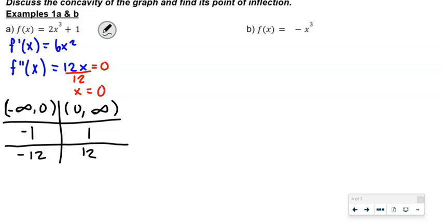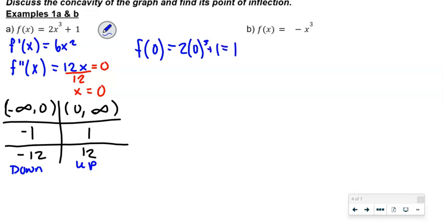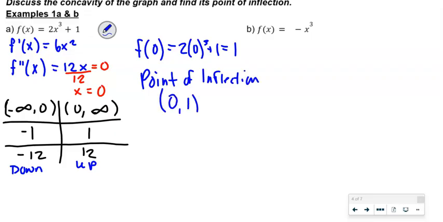So yes, this is going to be a point of inflection because this one went down, that's concave down, and this would be concave up. Wherever that happens, we put our point back into our original equation. So we do f of 0, which gives us 2 times 0 cubed plus 1, so that's going to give us 1. Our point of inflection is going to be (0, 1), because it went from down to up.